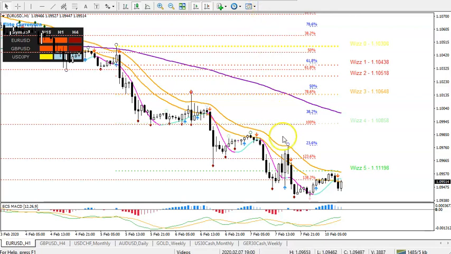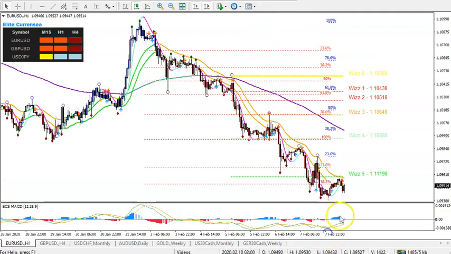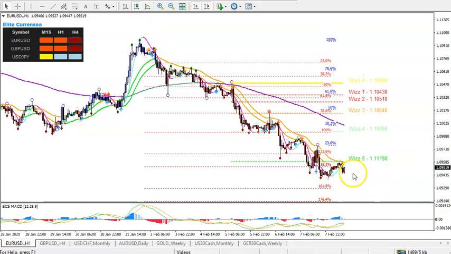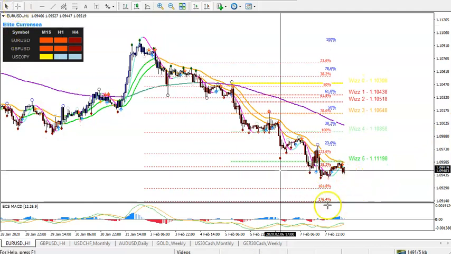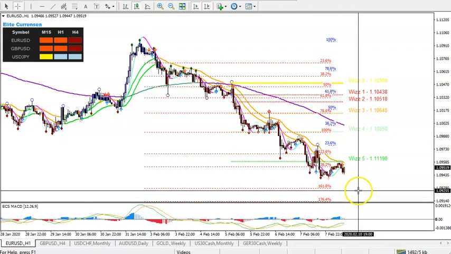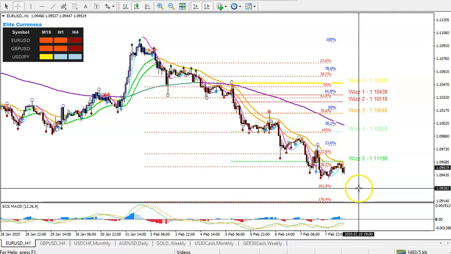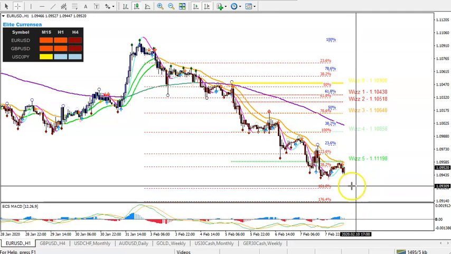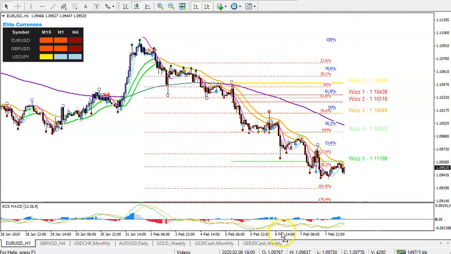You can see that price is now getting into the 138.2 fib zone here, making some kind of flag at this moment. And we're looking for a push towards the final targets for the moment at around 109, 109.25. I think that could happen considering the strong bearish momentum that took place last week.